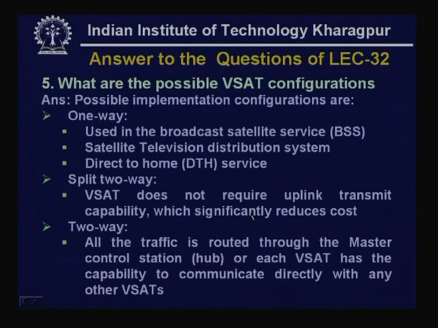Fifth question was, what are the possible VSAT configurations. Answer is, possible implementation configurations are one way, used in broadcast satellite services, for example direct to home service, which is used nowadays, and satellite television distribution systems. Split two way, in this case VSAT does not require uplink transmit capability, which significantly reduces cost. Two way is very popular, where all the traffic is routed through either a master control station or each VSAT has the capability to communicate directly with any other VSATs.